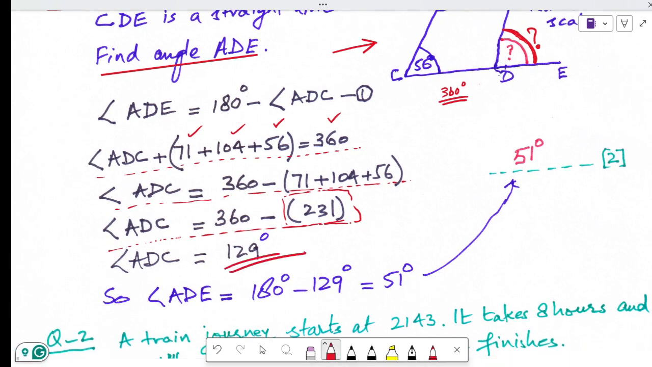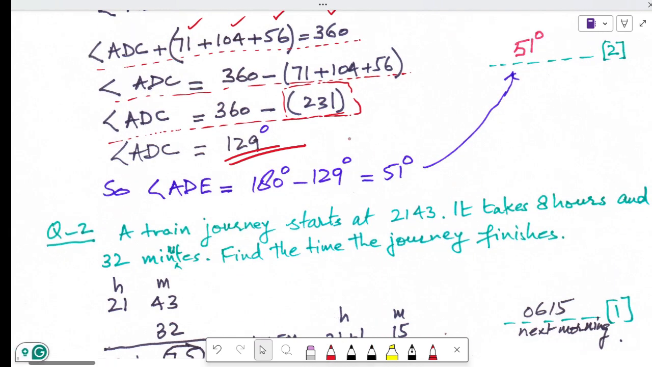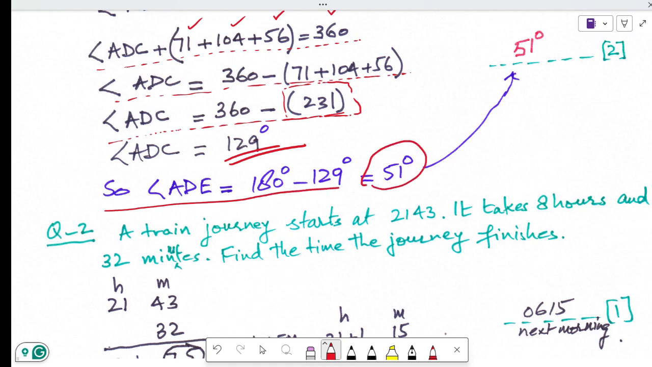We are asked to calculate angle ADE. So angle ADE will be 180 minus 129, which is equal to 51 degrees. Write down the answer in the given space and we score 2 marks.